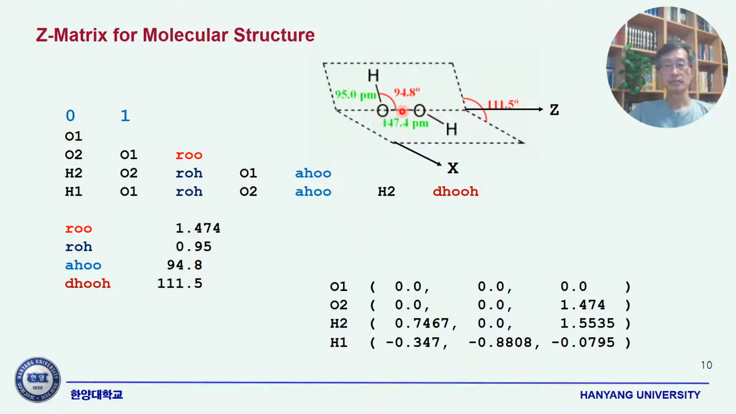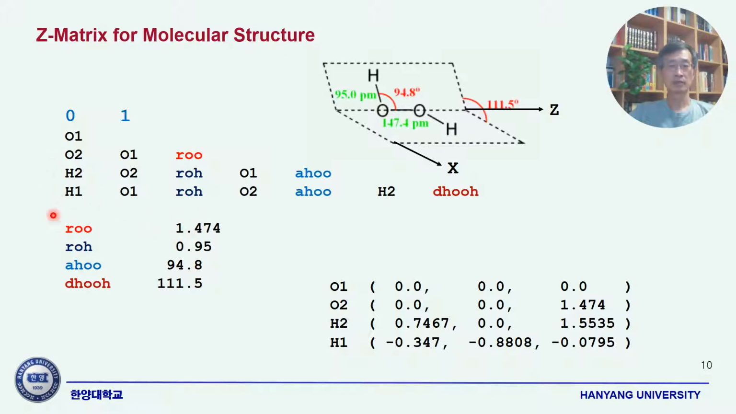And then the distance is 147.4 picometer. This is 1.474 angstrom. The default unit for the Gaussian package is angstrom and degree. The G matrix tells us that O1 is at the origin, and O2 is connected to O1 by the distance ROO. ROO is a variable here. I could have placed 1.474 here instead, but I am using a variable ROO, 1.474, just like this.